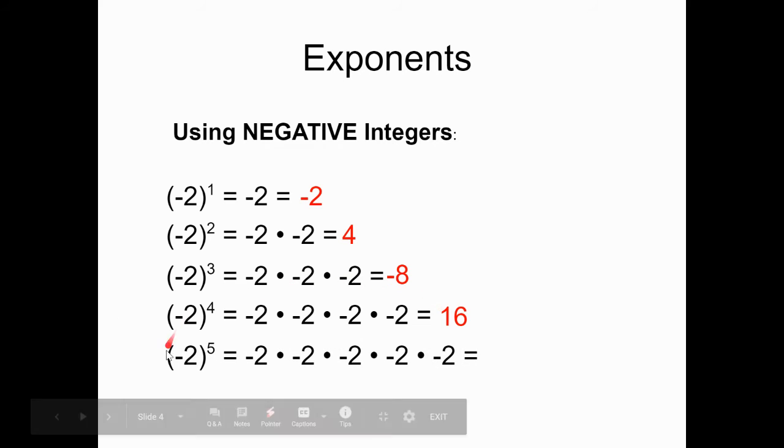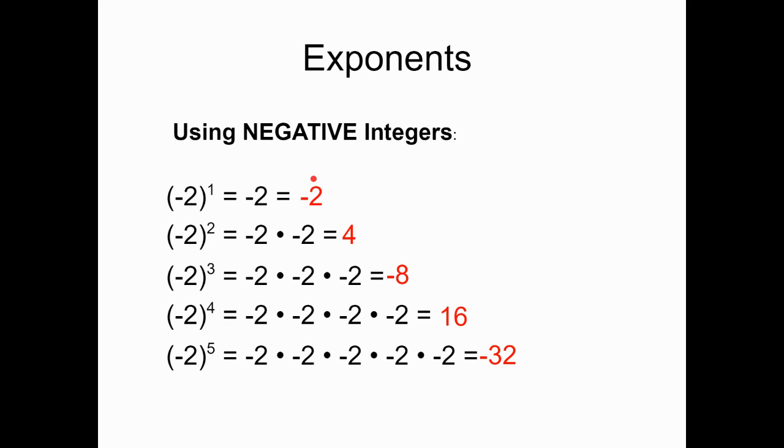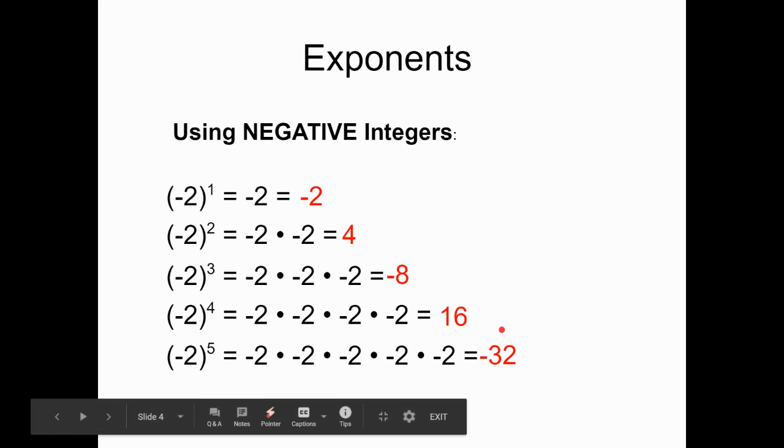And let's do one more. Negative 2 to the power of 5 means negative 2 times negative 2 times negative 2 times negative 2 times negative 2. I know negative 2 times negative 2 is a positive 4, and then a positive 4 times a negative 2 is a negative 8, and a negative 8 times a negative 2 is a positive 16, and a positive 16 times a negative 2 is a negative 32. Now, if you look at the patterns that are going on here, we have a negative, a positive, a negative, a positive, and a negative.